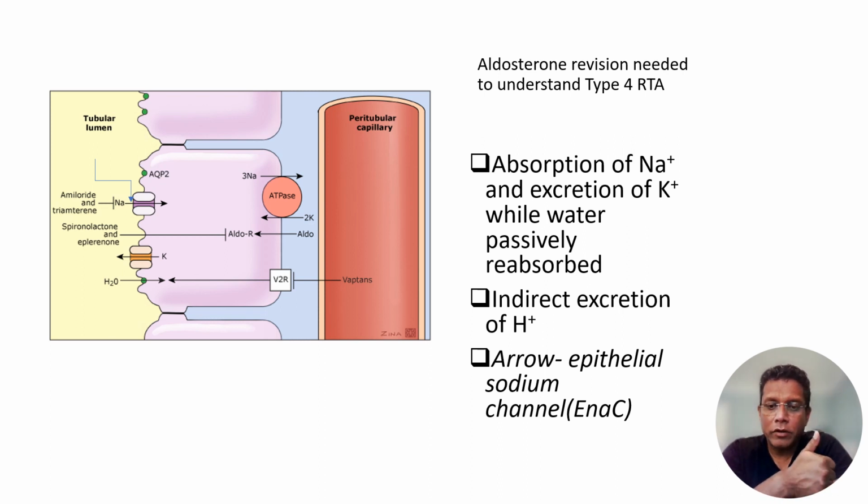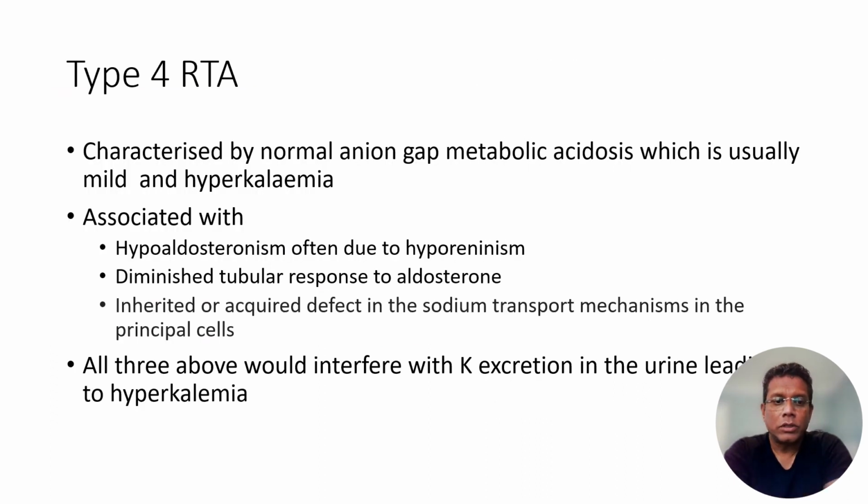So therefore, direct effect of aldosterone is sodium absorption. Indirect effect is water absorption. Direct effect of aldosterone is potassium excretion. Indirect effect of aldosterone is hydrogen excretion. So if you have a problem with either low aldosterone or hyporesponsiveness to aldosterone, so you're not able to kick out potassium, you're hyperkalemic, you're not able to kick out your hydrogen, and you're acidotic. So that's what we are trying to say.